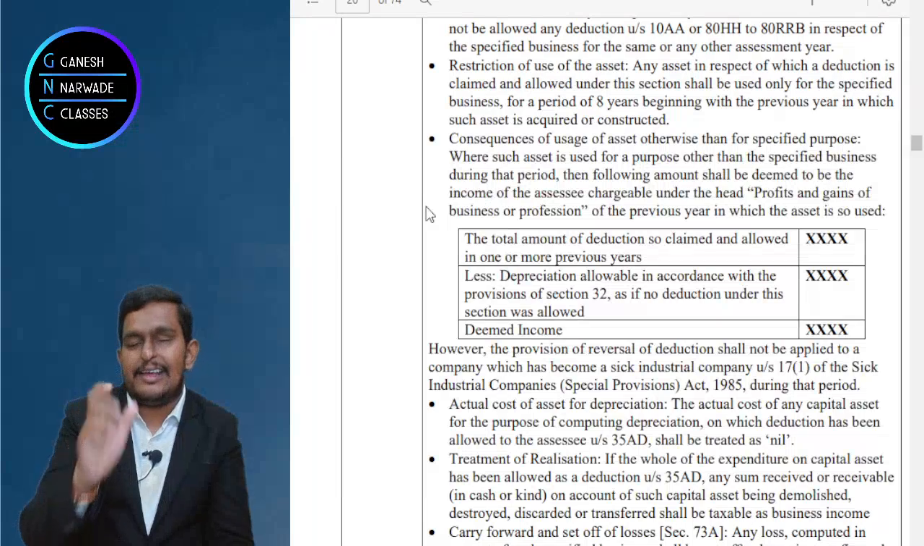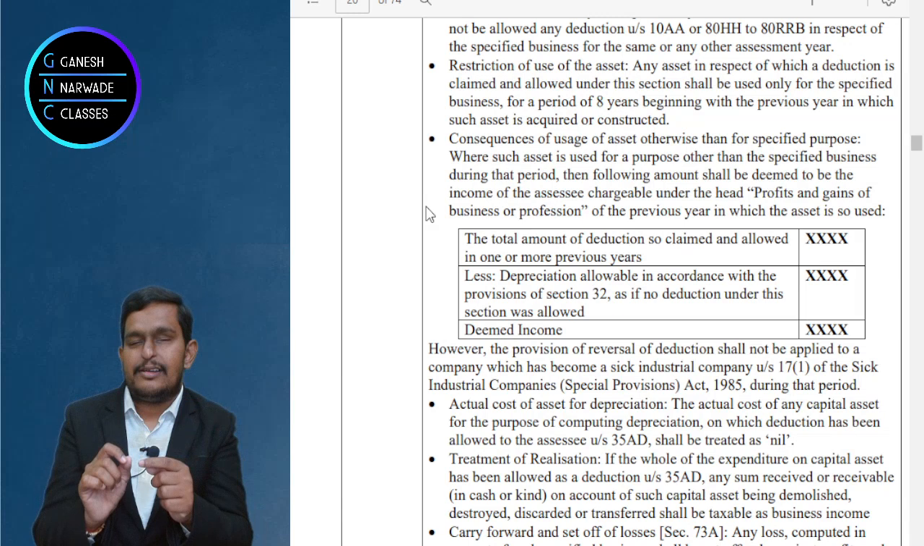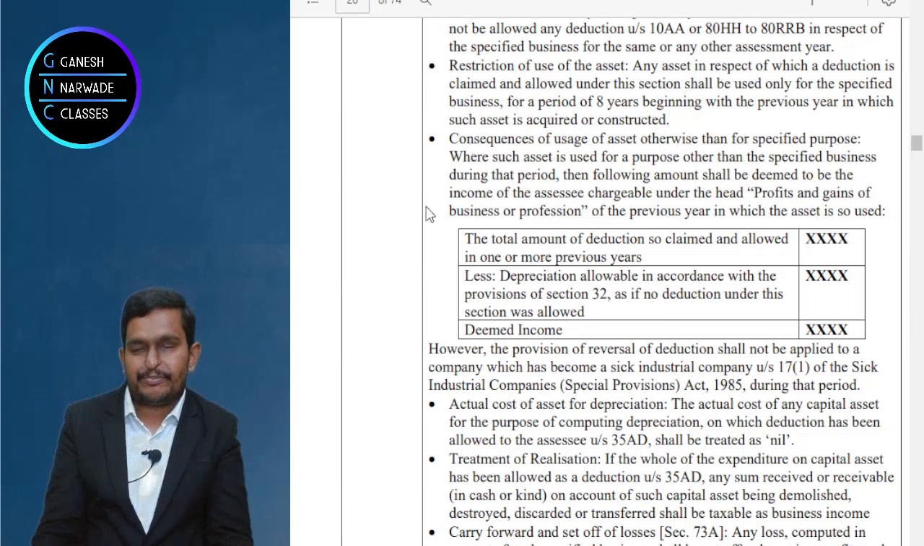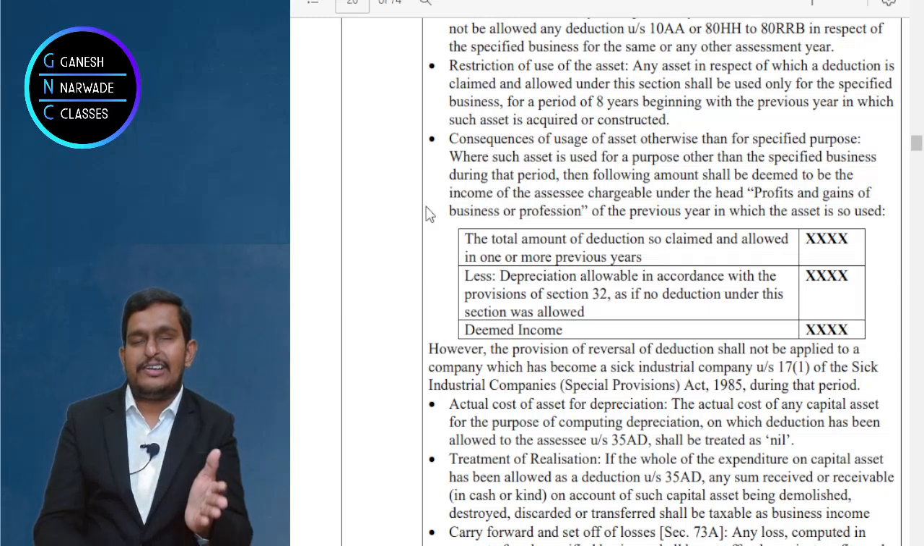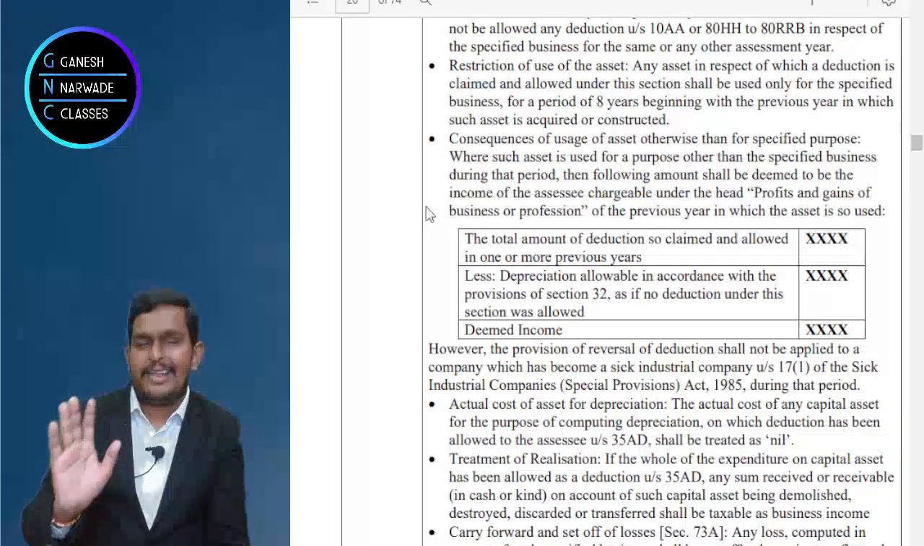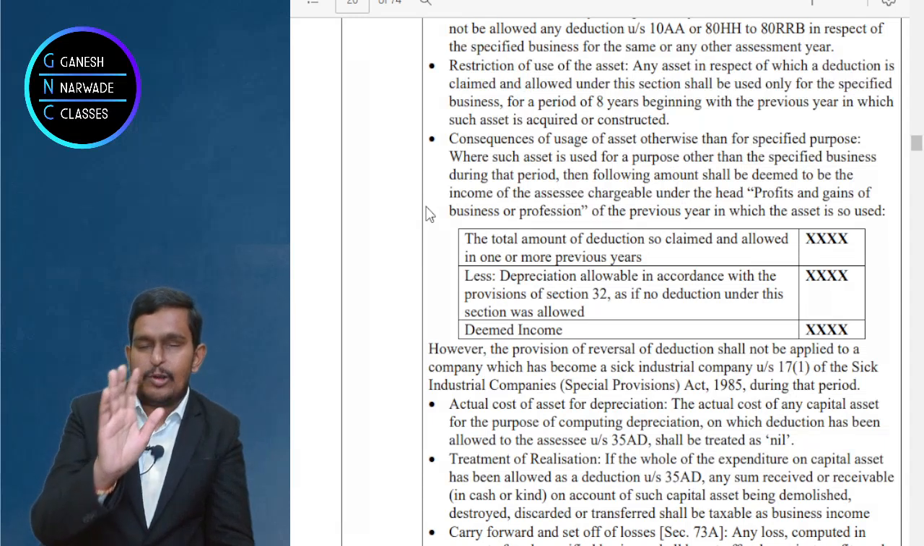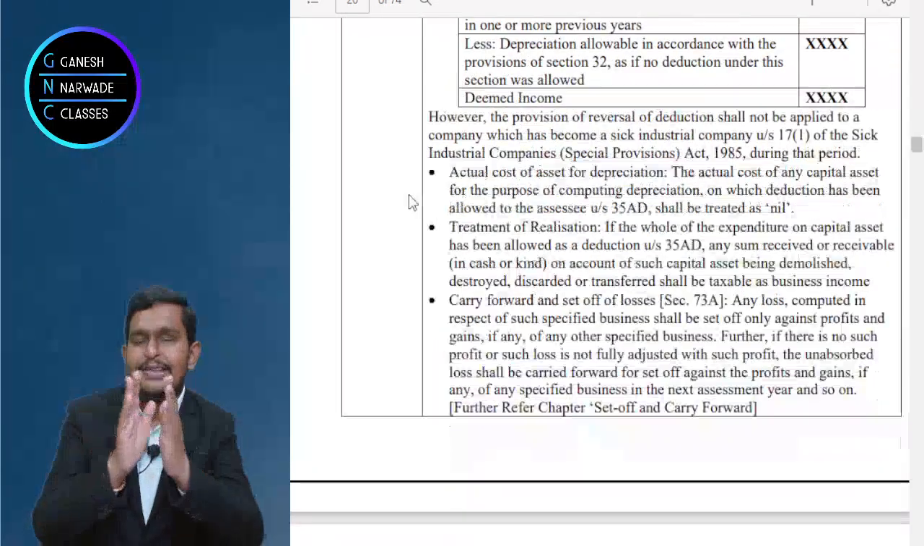But within 8 years, if you sell it, then definitely on the sale capital gain will be there, and whatever deduction you claimed will be taxed under PGBP under section 41, deemed profit. And now suppose you transferred it to non-specified use, or you are using the asset for non-specified purpose, so you did not sell, you are using it for your business only. In that case what will happen? Maybe there is no capital gain, but the deduction will be taxed under section 41.